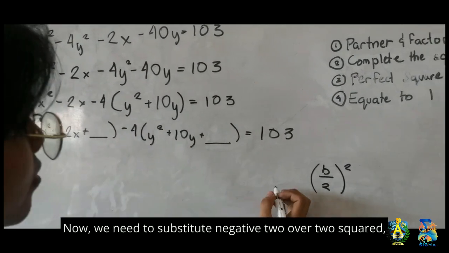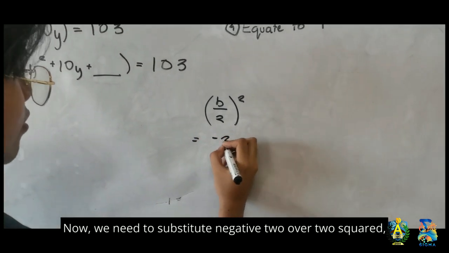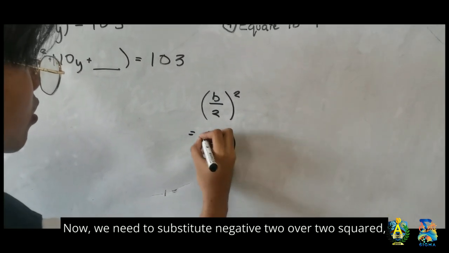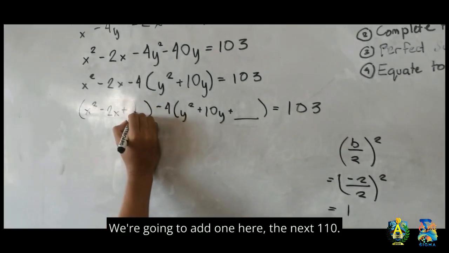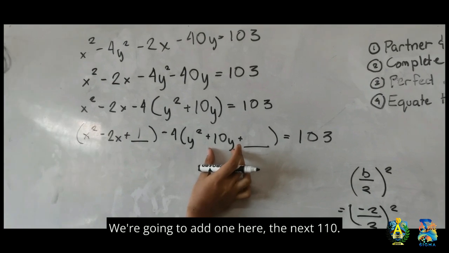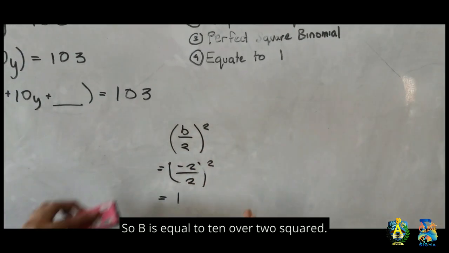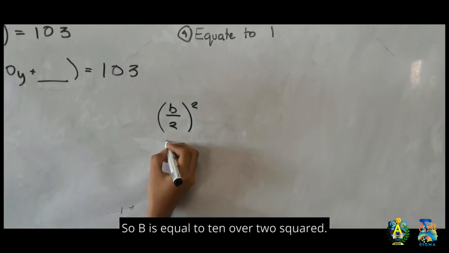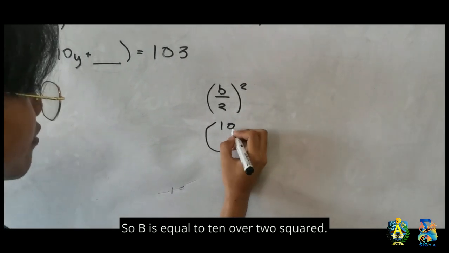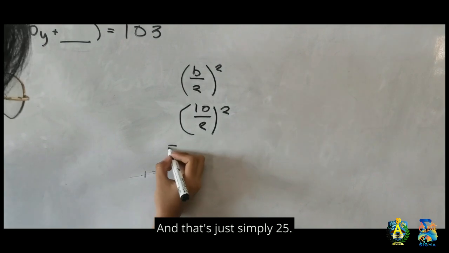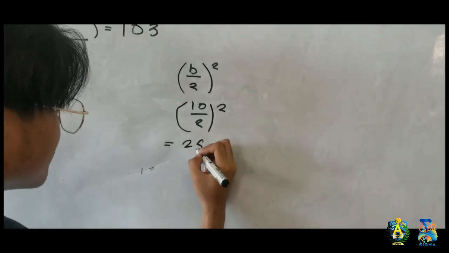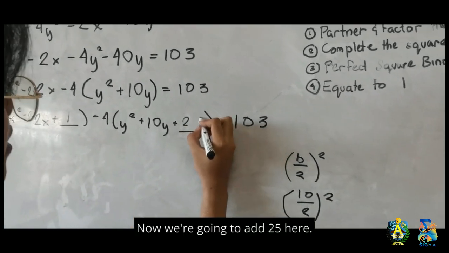Now we need to substitute negative 2 over 2 squared, which is simply 1. We're going to add 1 here. The next one, b is equal to 10, so 10 over 2 squared, and that's just simply 25. Now we're going to add 25 here.